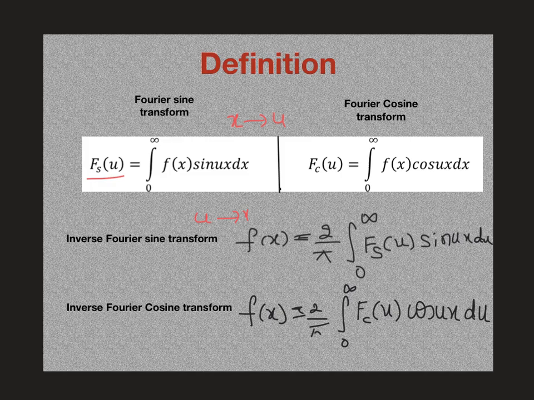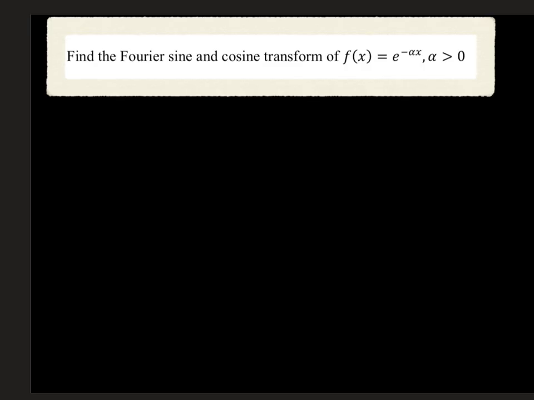So now we'll solve the problem. The problem on sine and cosine transform we have here. We are given the function f of x equals e power minus alpha x, where alpha is greater than 0. We have to find the sine and cosine Fourier transform. So first I'll take the Fourier sine transform. That is given by Fs of u is integral 0 to infinity f of x sin ux dx.